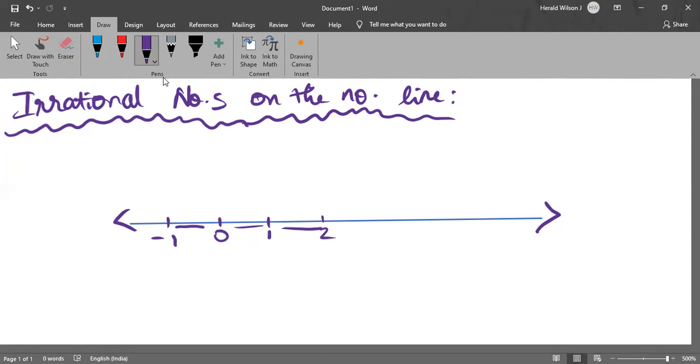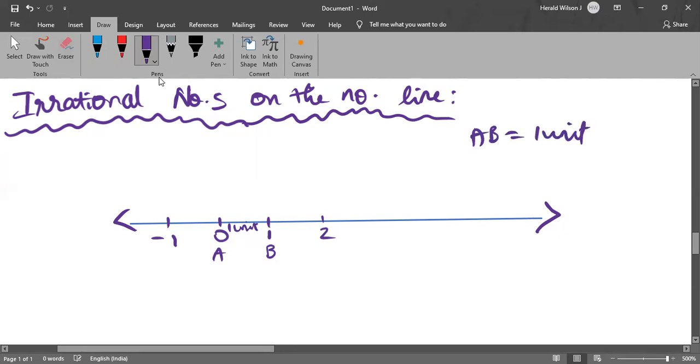Okay, clear? So the very next step is to specify that between 0 and 1, consider the numbers 0 and 1, and write 1 unit. Let's say that this point 0 is A and this point 1 is B. Clear? So AB is equal to 1 unit.